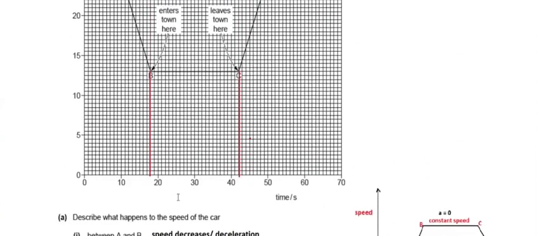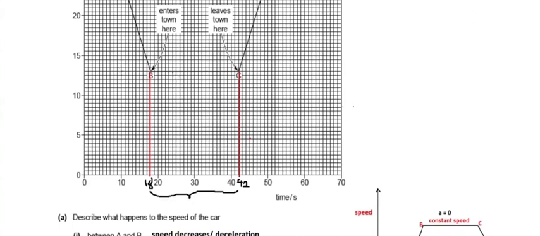Here you can see there are 10 divisions between 10 and 20, and this is 18 divisions, so the time over here is 18 seconds. And here the time is 42 seconds. So this is the base, the length of the base of the rectangle, 42 minus 18, which comes out to be around 24.